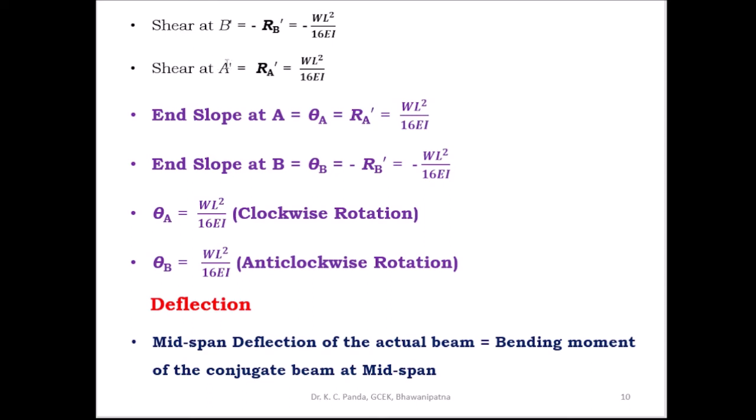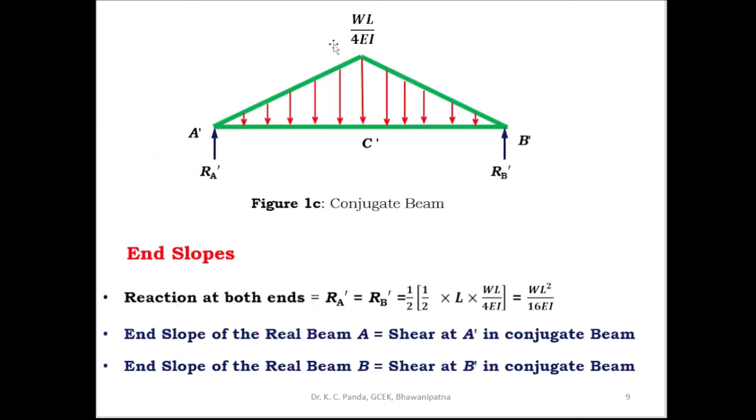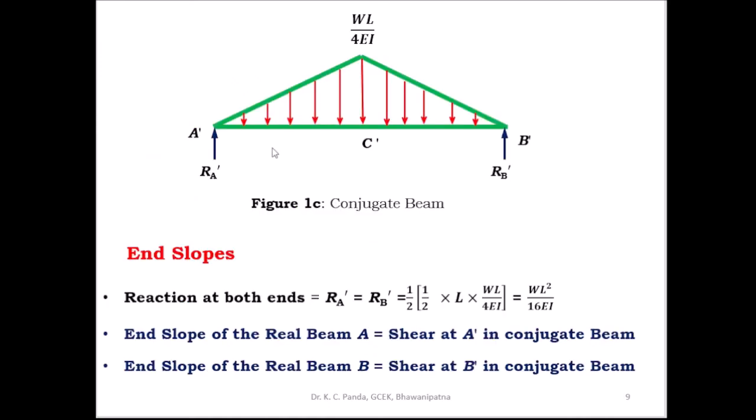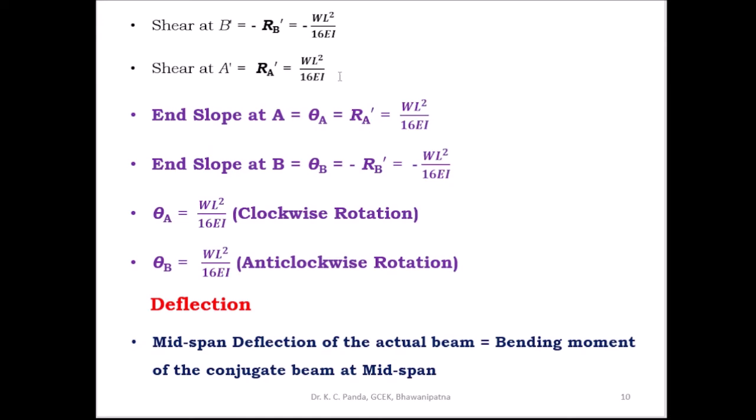Then find out the shear at B dash. The shear at B dash is equal to minus RB dash, which is equal to minus WL squared by 16EI, since this is an upward reaction on the right side. Similarly, the shear at A dash: this is a left side upward direction, and the shear force in that case you have to take as positive. So the shear force at A dash is equal to RA dash, which is equal to WL squared by 16EI.